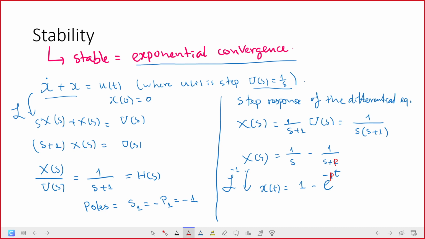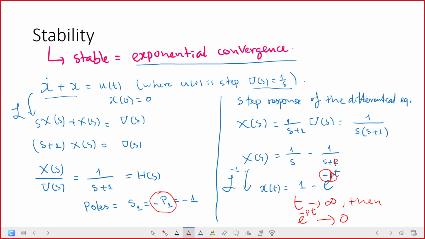So you can see that the poles minus p appear here. When t goes to infinity, then exponential of minus pt, for this example, it is minus 1 by the way, goes to 0. This is called exponential convergence. This term just converges to 0.